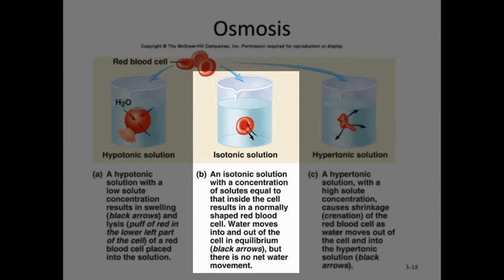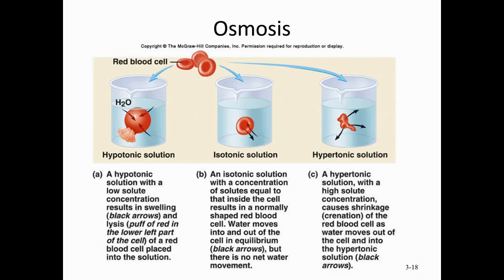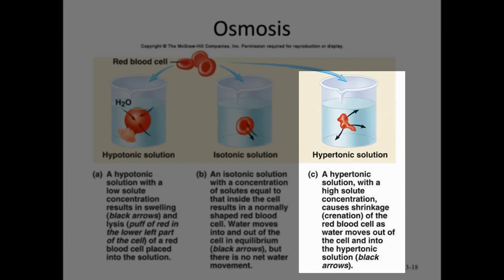In B, an isotonic solution with a concentration of solutes equal to that inside the cell results in a normally shaped red blood cell. Water moves into and out of the cell in equilibrium, but there's no net water movement. Okay. And then a hypertonic solution, like we see in C here. A hypertonic solution with a high solute concentration causes shrinkage or crenation of the red blood cell as water moves out of the cell and into the hypertonic solution.